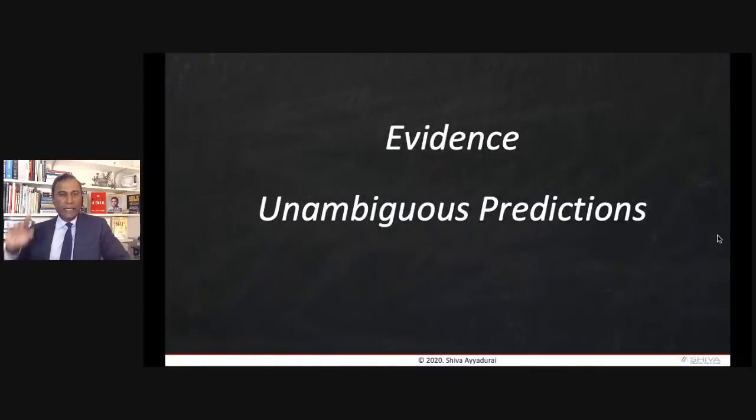So what is evidence? Evidence, as I discussed yesterday, is unambiguous predictions. Evidence is unambiguous prediction. Everyone listening out there, I'm repeating it again, but really listen to the definition of evidence. It means unambiguous predictions. What does that mean?